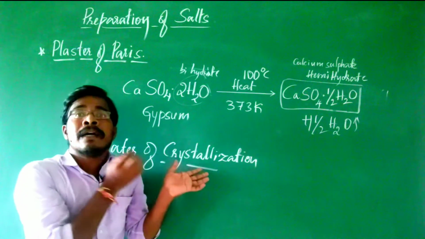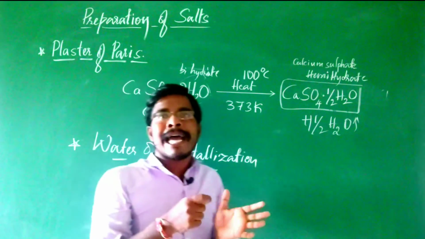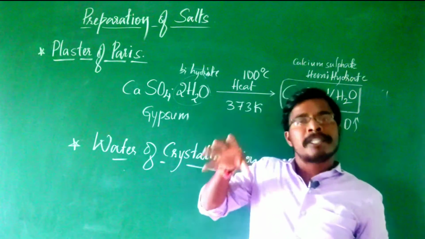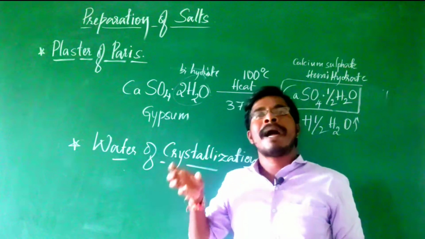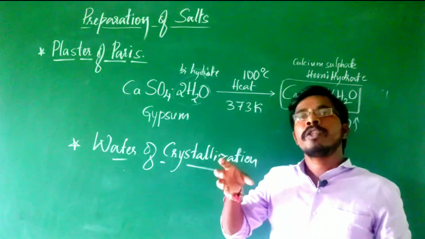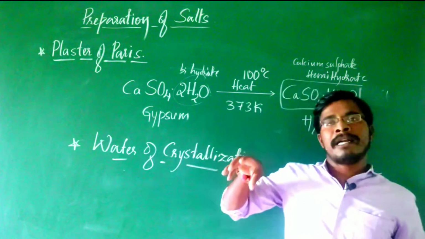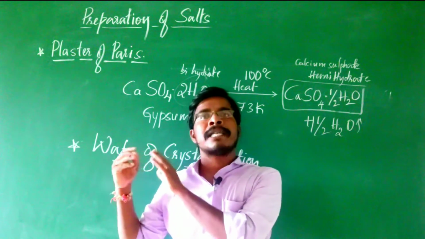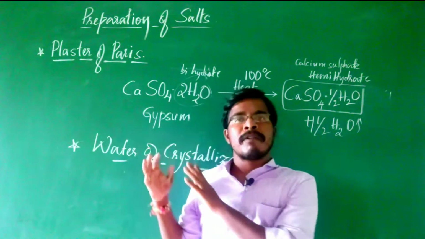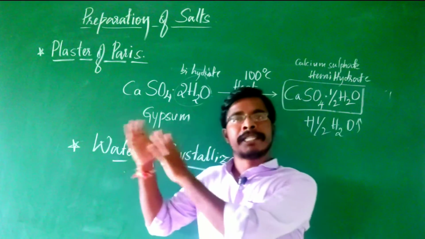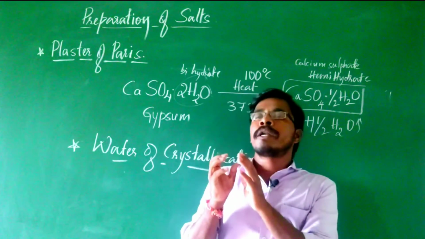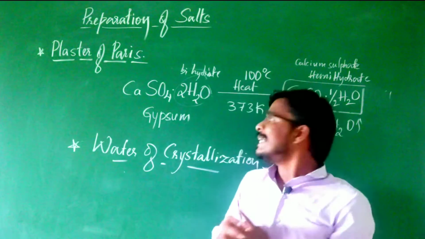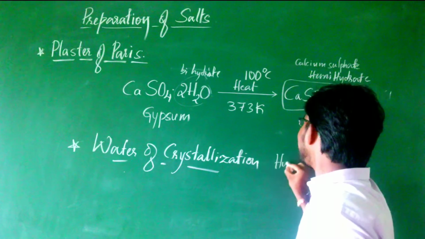Here, the water molecules attached to any salt give the shape and size of that salt, and even the color of the salt. It is going to change the color of the salt. If a salt is attached with water, those types of salts are called hydrated salts. Already I said, if water molecules are attached to the salts, they are called hydrated salts.